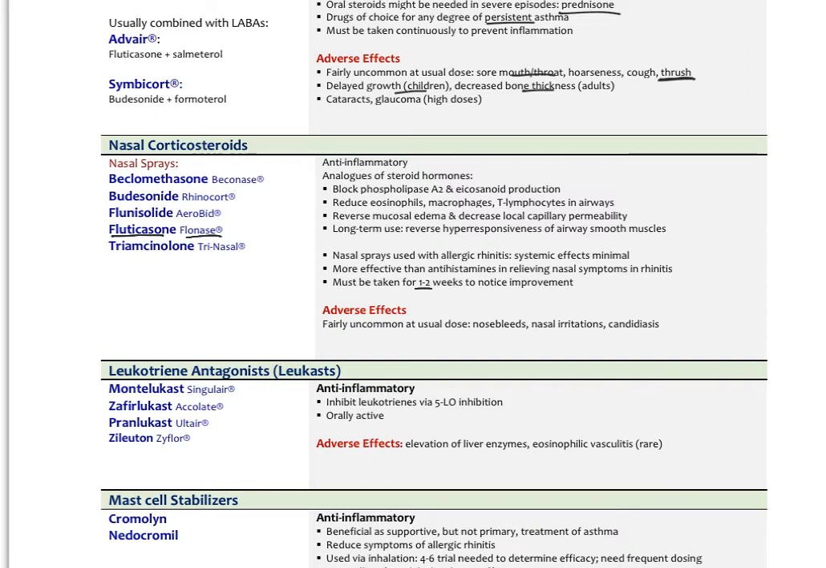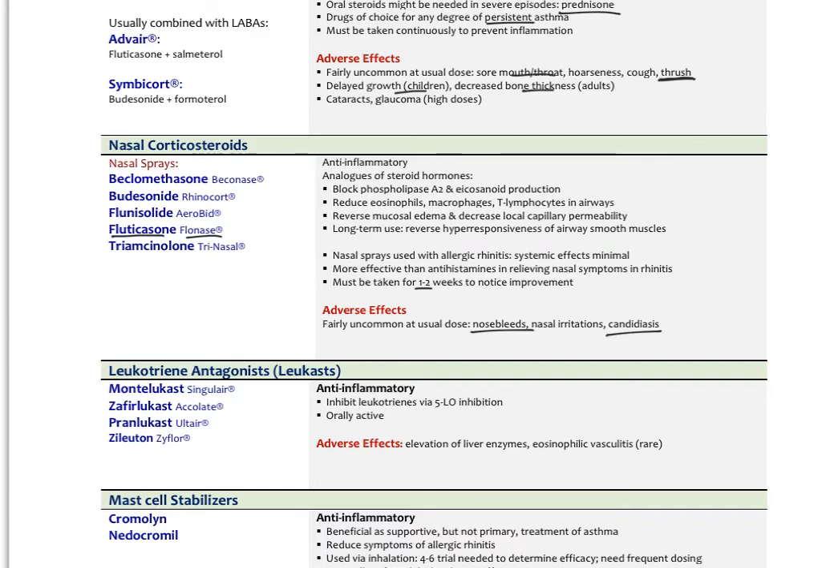One fairly common thing I've seen in people taking Flonase over time, for example, is they get more nosebleeds. You can also get nasal candidiasis. So again, that's from direct immune suppression there. So that's the nasal corticosteroids.